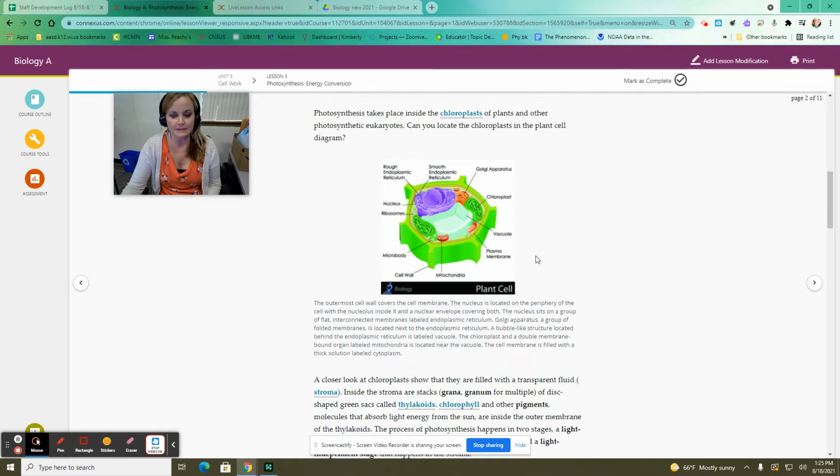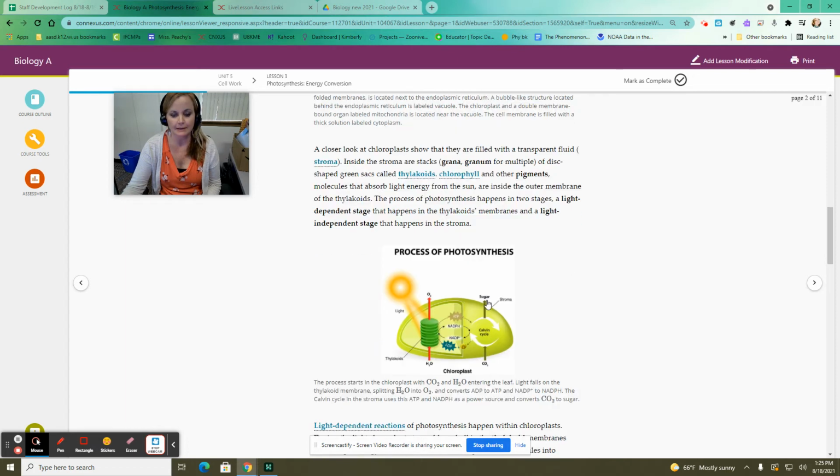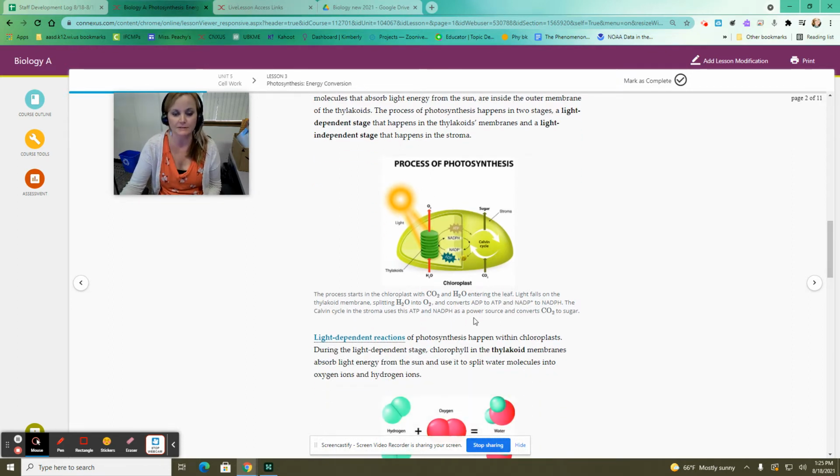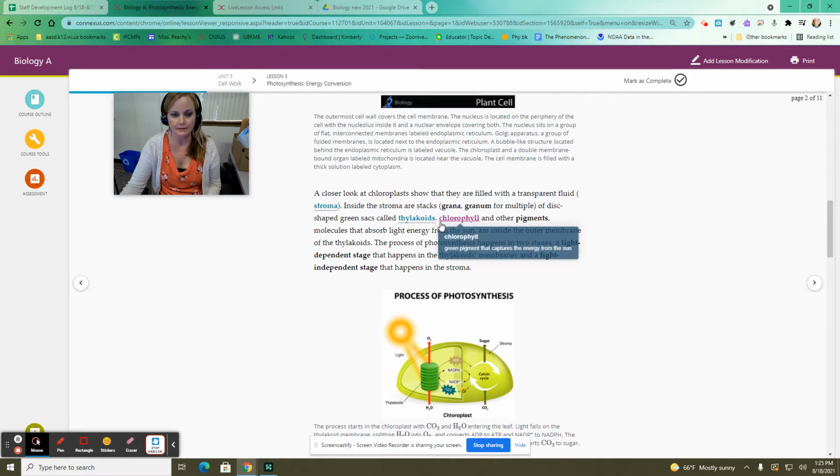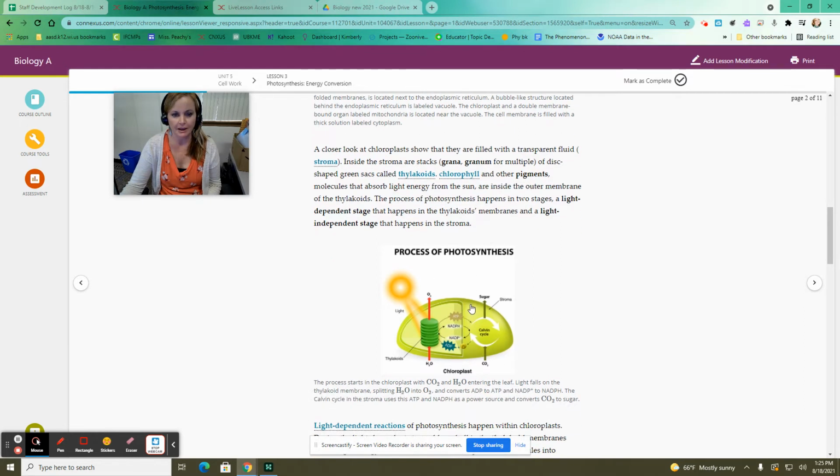Where does photosynthesis take place? It takes place in the chloroplasts, which are found in plants. And within the chloroplast, there are specific structures that are responsible for different portions of photosynthesis. So you've got these little pancakes that look like stacks of pancakes, and we call these stroma. Oh, I'm sorry. They're called thylakoids. I misread that here. So the thylakoids are stacked up together.